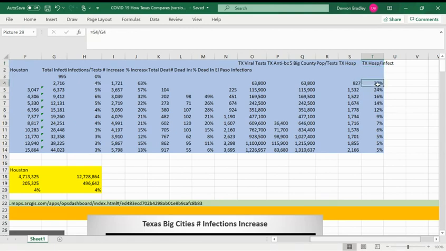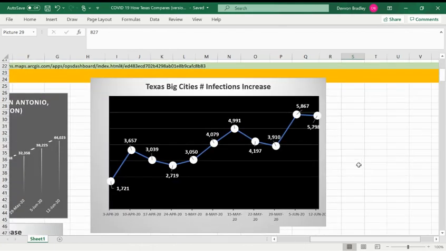And we started off on the 26th of March with 30% of those positive infections being hospitalized, and now it's around 5%. But when we look at the number of hospitalizations on the 12th of June, we see it's a little over 2,000 as compared to 827 at the very beginning. So I've got charts. Let's start going through these charts real quick.